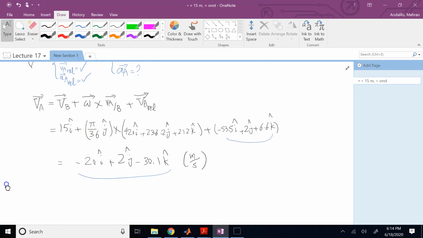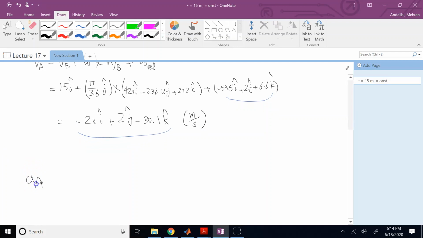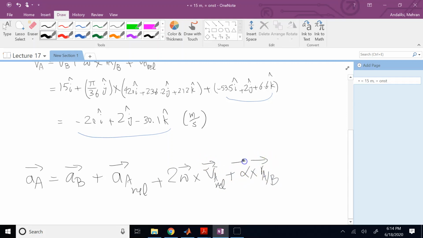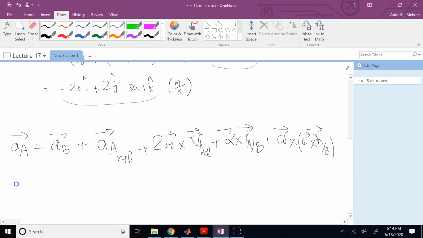And then similarly, you say acceleration of the helicopter relative to the Earth is acceleration of the ship relative to Earth plus acceleration of the helicopter relative to the ship plus the Coriolis effect, 2 omega cross VA relative, and then plus the tangential acceleration, and then plus the centripetal or normal acceleration. Okay, so you have to calculate all terms.